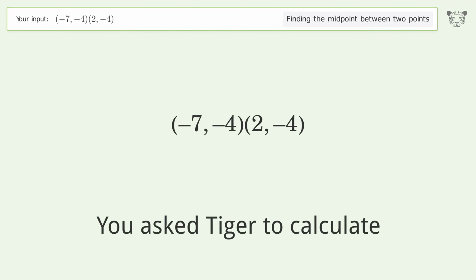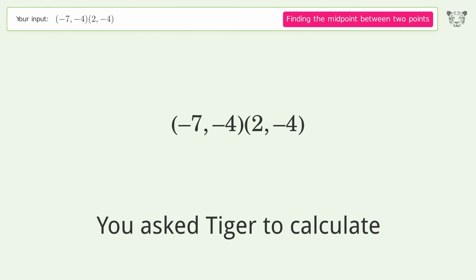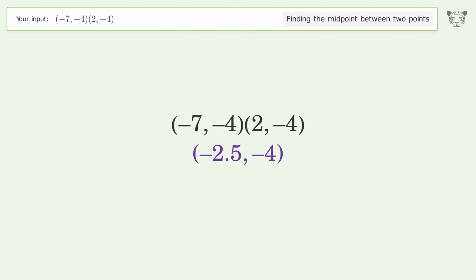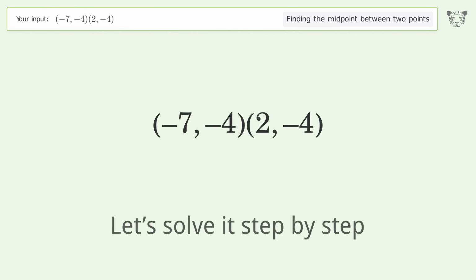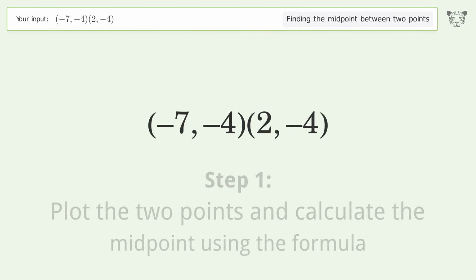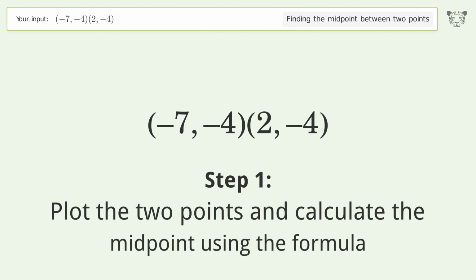You ask Tiger to calculate. This deals with finding the midpoint between 2 points. The midpoint between the 2 points is -2.5, -4. Let's solve it step by step. Plot the 2 points and calculate the midpoint using the formula.